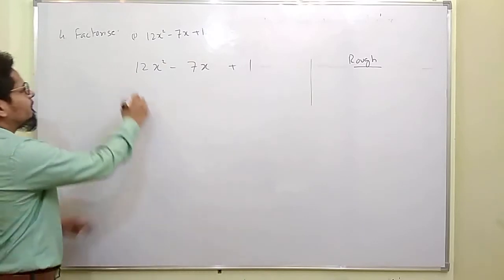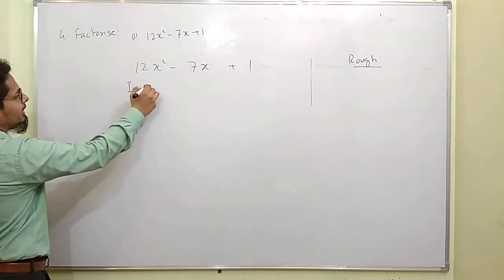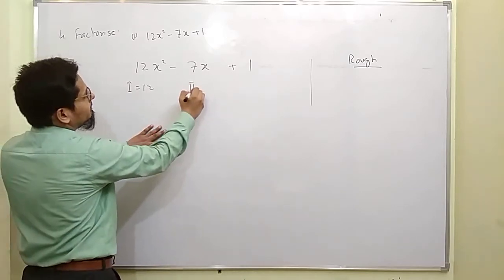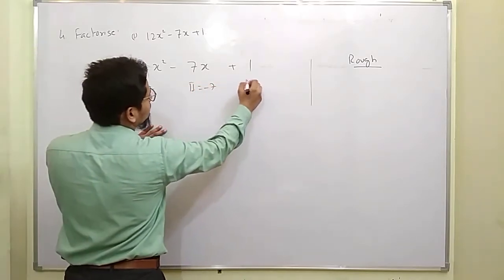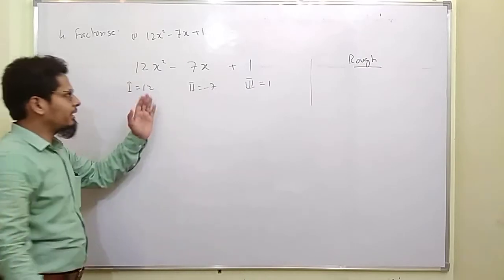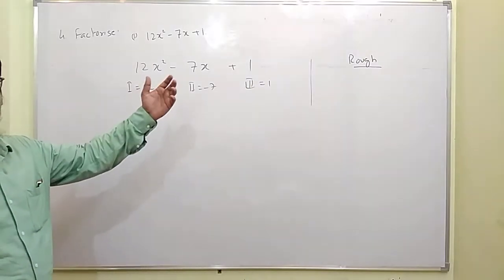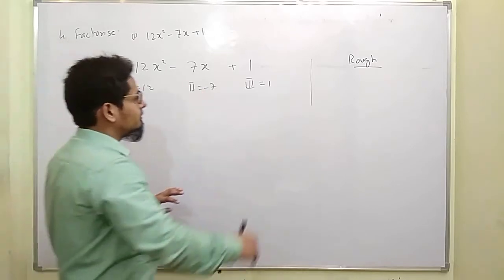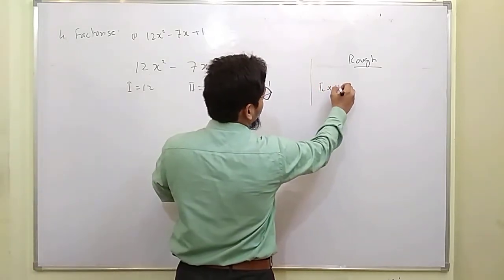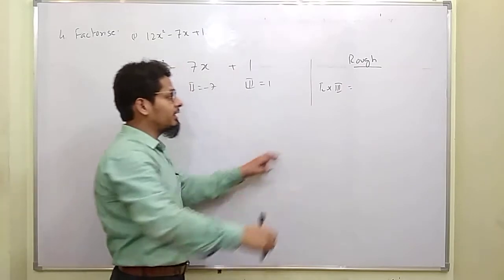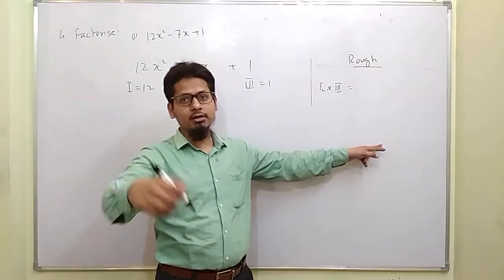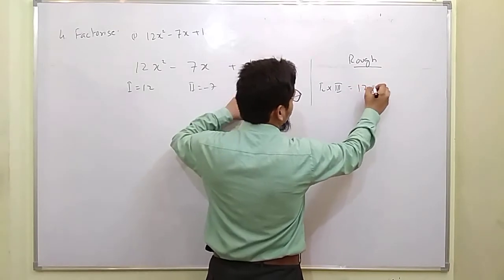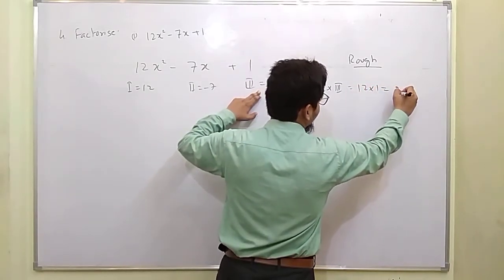Here the coefficient of x square is 12, so it is considered the first term, right? The second number is minus 7. The third number is 1. First I take the coefficient of x square, the coefficient of x and the constant term 1. First I multiply the first and third terms: 12 into 1, the answer is 12.